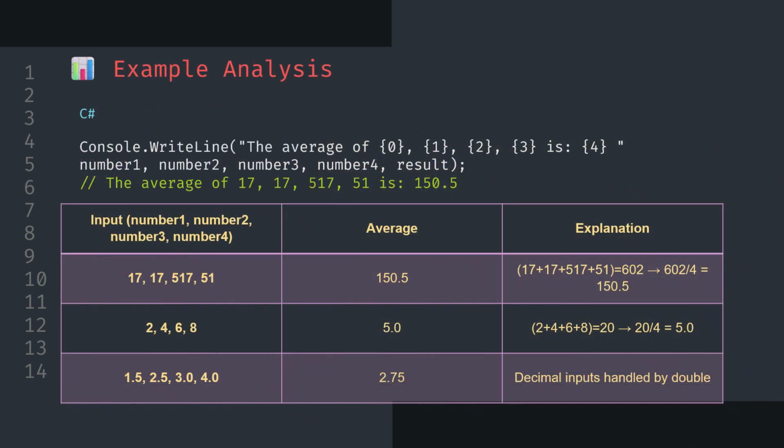Try whole numbers and decimals. The program correctly computes 150.5 for the sample and returns precise decimal results for non-integer inputs. Using double avoids integer truncation that would occur if you use int.